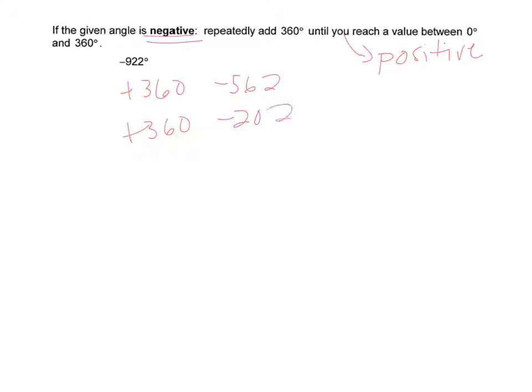If your given angle is negative, then you're going to repeatedly add 360 until you get between 0 and 360, or until you reach a positive value. So I have negative 922. When I add 360, I get negative 562. Add 360 again, negative 202, add 360 one more time, and now I'm at positive 158. So I hit a positive value, it's between 0 and 360, so that one is finished.